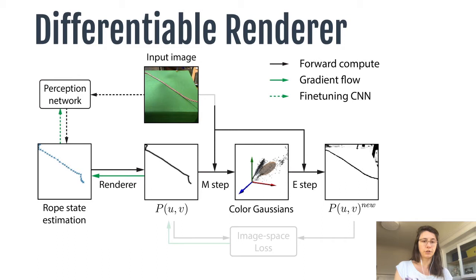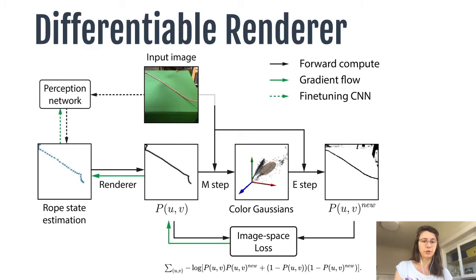All right, so now we have these two images, P and P new, and we use these two renderings and compute an image space loss, which we can backpropagate and either fine adjust the rope state itself, or even fine-tune the network weights to this particular data set.